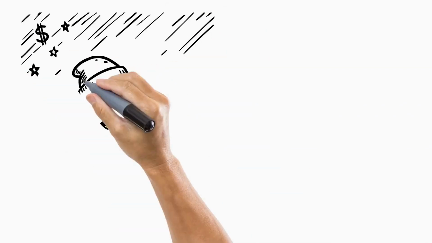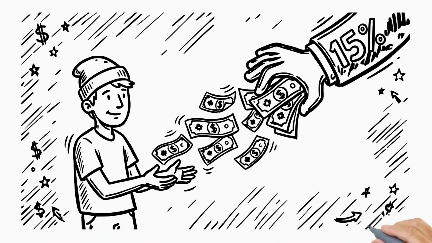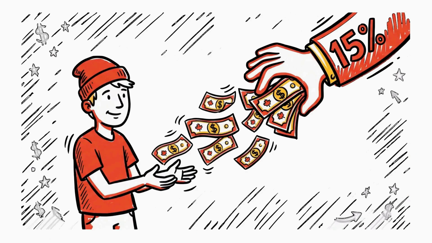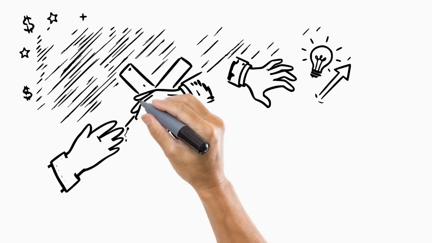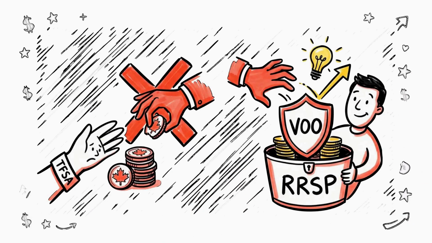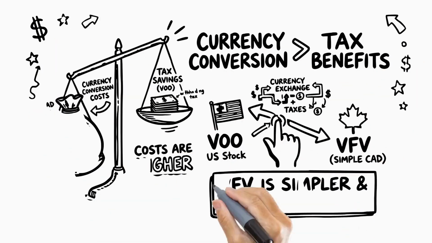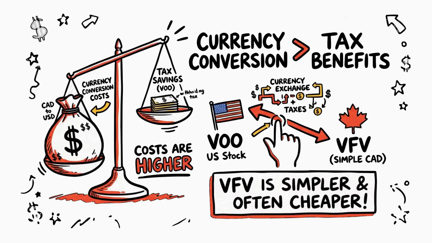But we need to talk about the hidden tax, the foreign withholding tax. Since VFV holds U.S. assets, the U.S. government takes a 15% cut of the dividends before you see them. In a TFSA, you cannot get this back. In an RRSP, you can avoid it, but only if you hold the U.S.-listed version, VOO. For most people with smaller accounts, the cost of currency conversion to buy VOO is higher than the tax itself. So VFV usually still wins on simplicity.